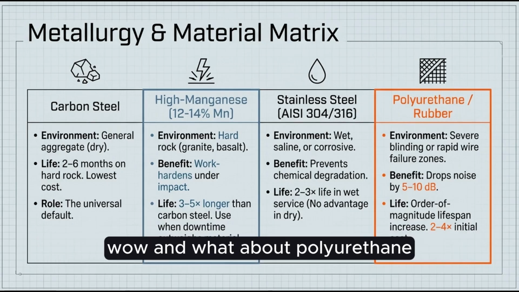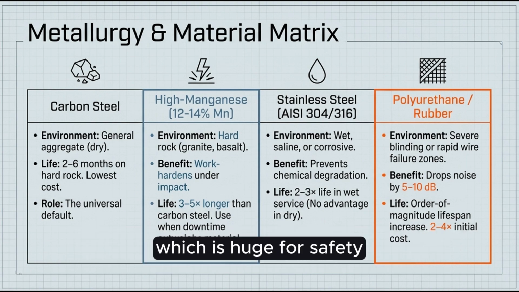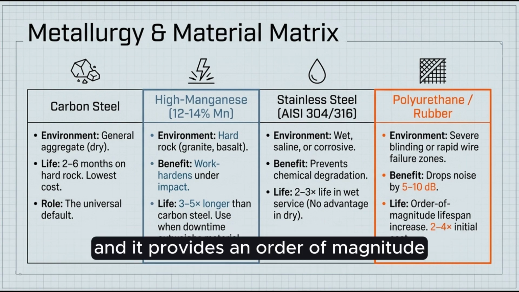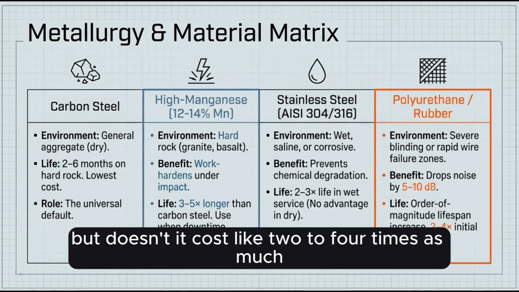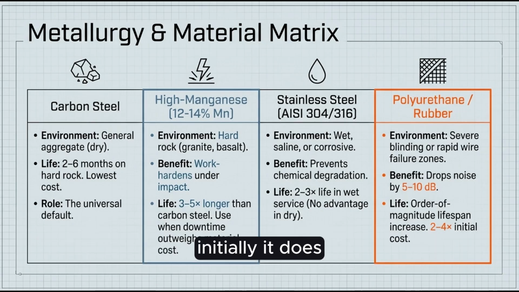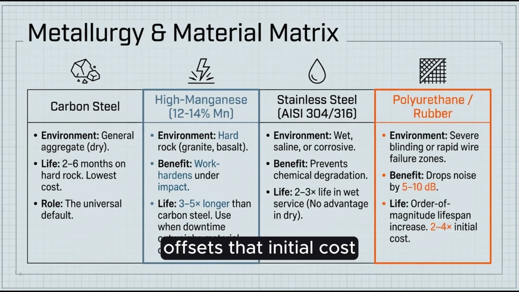Wow. And what about polyurethane? Polyurethane drops plant noise by 5 to 10 decibels, which is huge for safety, and it provides an order of magnitude lifespan increase in high blinding zones. But doesn't it cost like 2 to 4 times as much initially? It does. But the elimination of downtime offsets that initial cost incredibly fast.